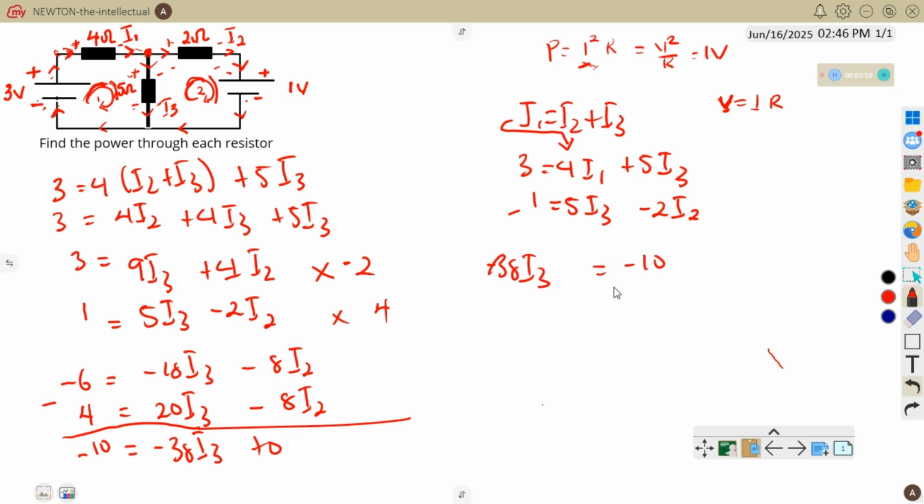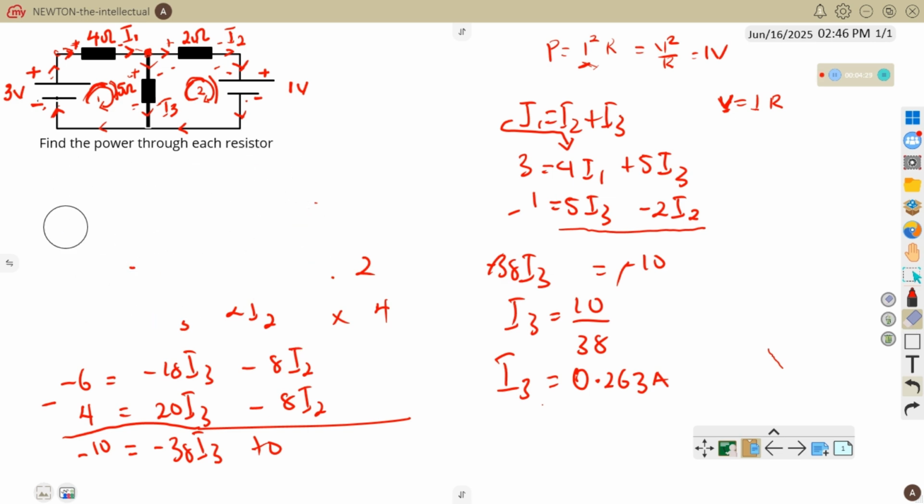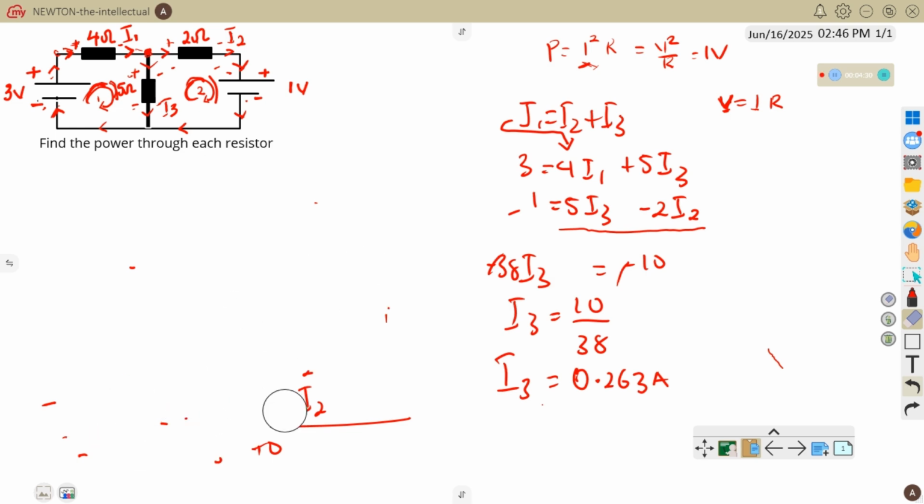The negative signs cancel each other, so we have I3 equal to 10 over 38. So I3 is equal to 10 divided by 38, which is 0.263 amperes, right? So now I've gotten the value for I3, and since we already have this equation here that I1 is equal to 5I3 minus 2I2, we can easily solve and get our value for I2, right? So this is what we're going to do now. We're going to look for I2. Then after we find I2, use those values to find I1.